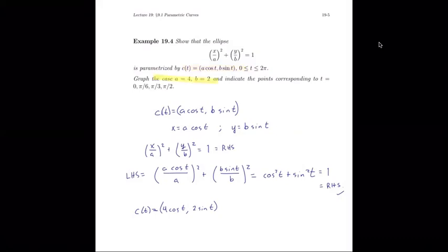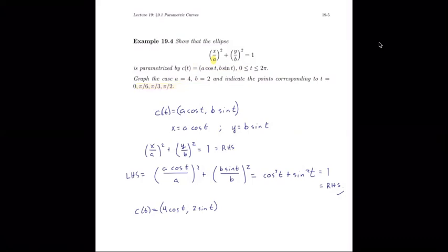They also asked us to graph this for the case a equals 4 and b equals 2. Remember that a and b represent the major and minor axes. Since a is larger than b in this case, a would be the major axis and b would be the minor axis. I'll leave it to the reader to graph these. Maybe I'll point out what some of these t values correspond to as far as points on the ellipse, but otherwise I'll leave this up to the reader.